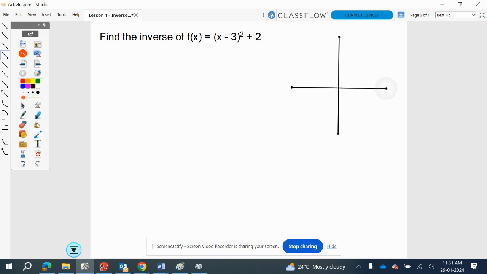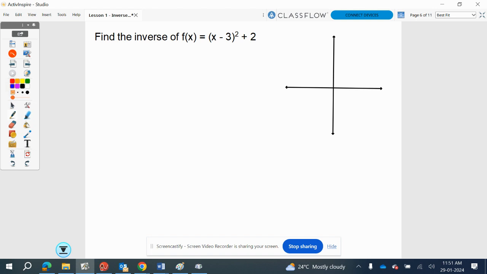What are the coordinates of the vertex of this function? 3, 2. That's here, isn't it? Yeah. Is it a sad face or a smiley face? It's a smiley face. What's the y-intercept? It's 11. Why is it 11? Because you're on 0. So that's how the function looks.